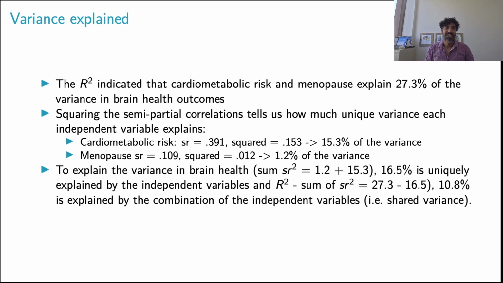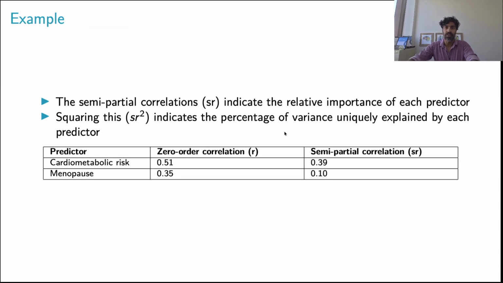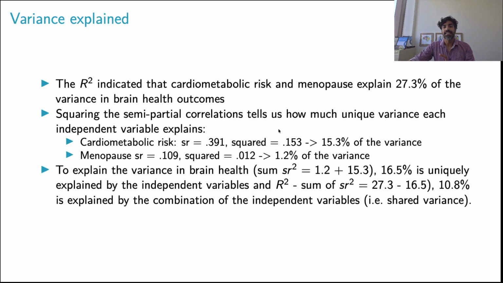So I've done this for you. The R squared, our usual coefficient of determination, is just looking at the shared variance, nothing unique, just the shared variance between our independent variables and our dependent variable. It indicated that cardiometabolic risk and menopause explain 27.3% of the variance in brain health outcomes, right? So that shared variance between all the measures is 27.3. Squaring the semi-partial correlations tells us how much unique variance each independent variable explains.